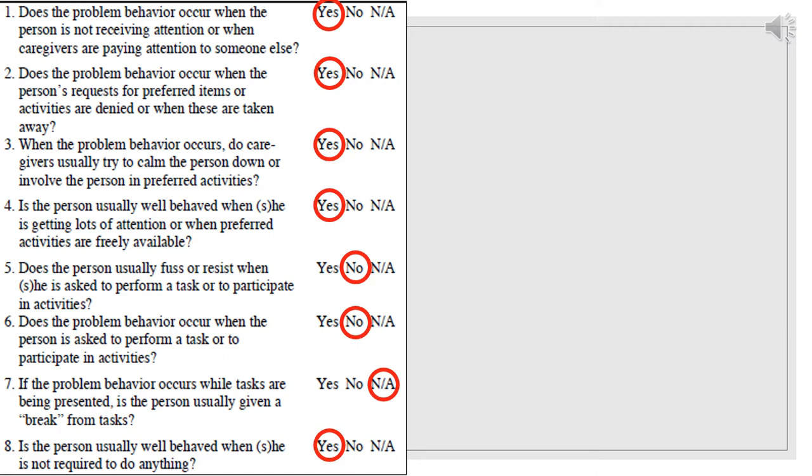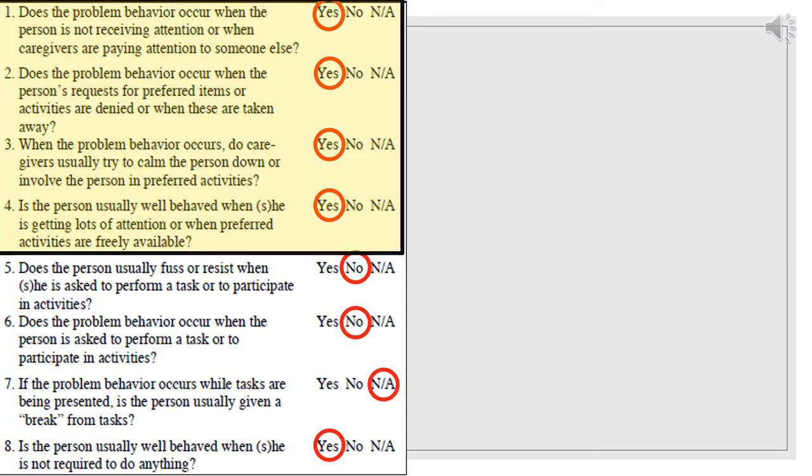The following sections discuss situations in which the problem behaviors are likely to occur. This highlighted section is used to assess whether the behavior is maintained by socials in the form of attention or preferred items.